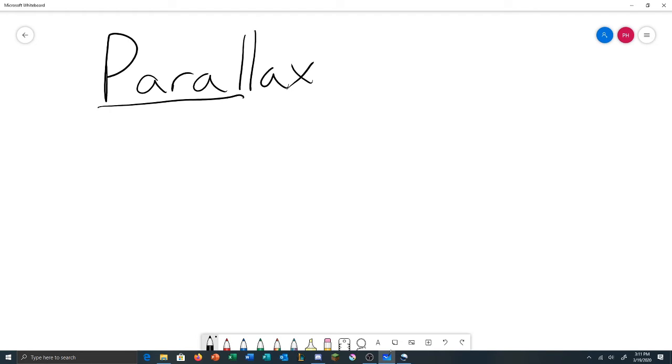Well, parallax. Let's go over the word real quick. What do you notice about parallax? Maybe the beginning. What else is like that? Well, maybe parallel. Parallel lines. Well, think about it. When you're looking at something, you stick your thumb in front of your face, you close one eye at a time, it seems to move, right?